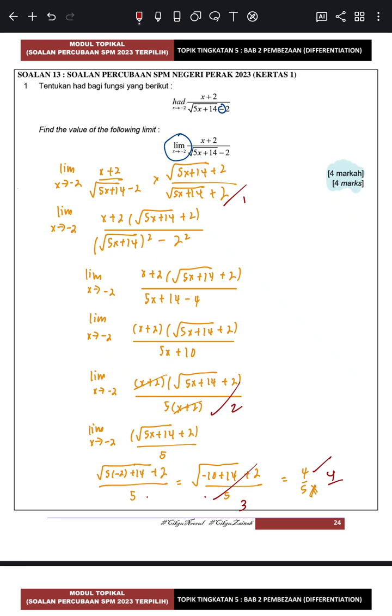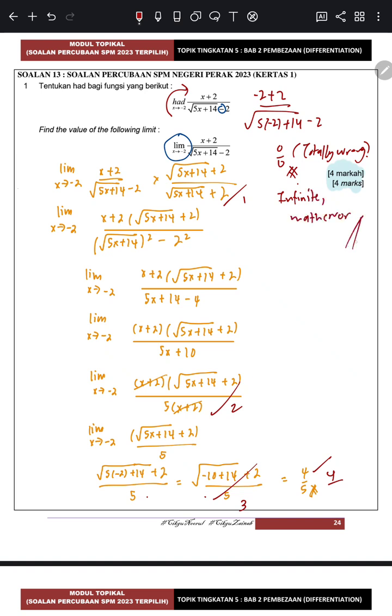Second one, you may ask me why I cannot simply substitute negative 2 on this. Yes, you may, but it will turn out to be like this. That's 2. So it will be 0 over 0 at the end of the day, and this one is totally wrong. You cannot get 0 over 0 in a limit. It's impossible, because 0 over 0 means that it's infinity. You cannot get infinity or math error. It's impossible. So you must have a value.